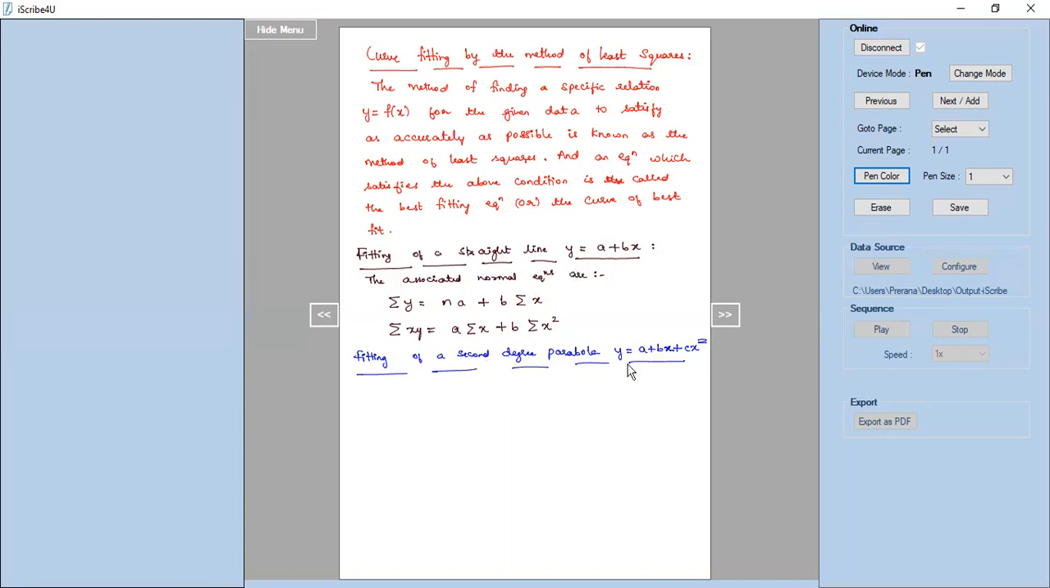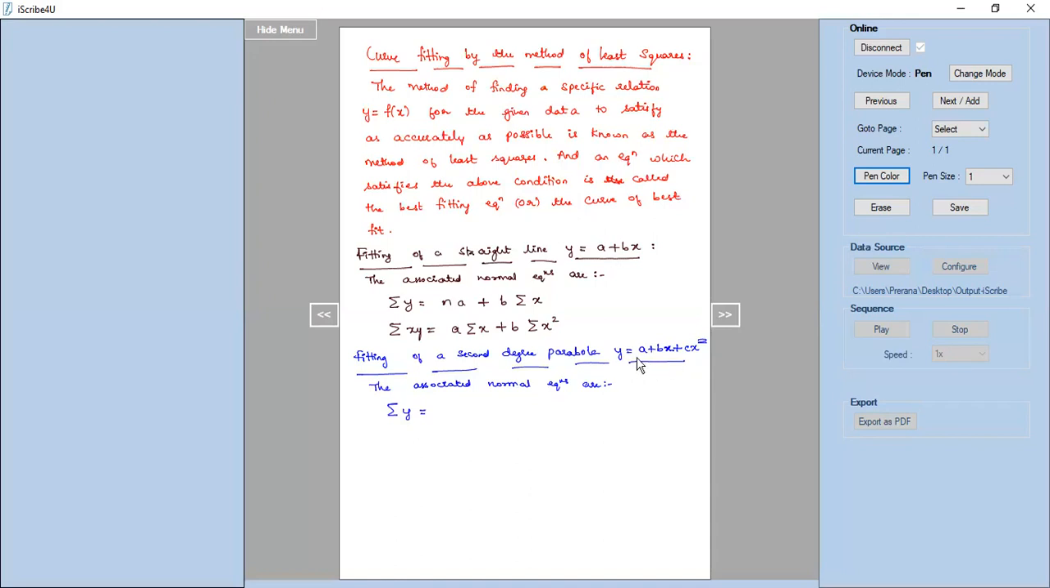So we have now y is equal to a plus bx plus cx square form. So let us write down the associated normal equations for this. Associated normal equations are sigma y. So we observe the second degree parabolic equation which is given for us, where there are three constants involved, a, b and c. Since there are three constants involved, we'll have to write down the three normal equations associated with it.